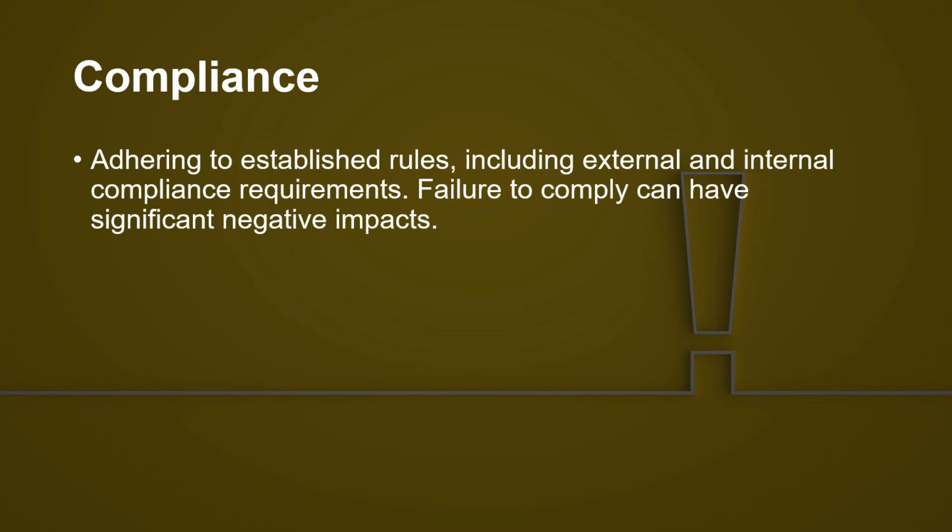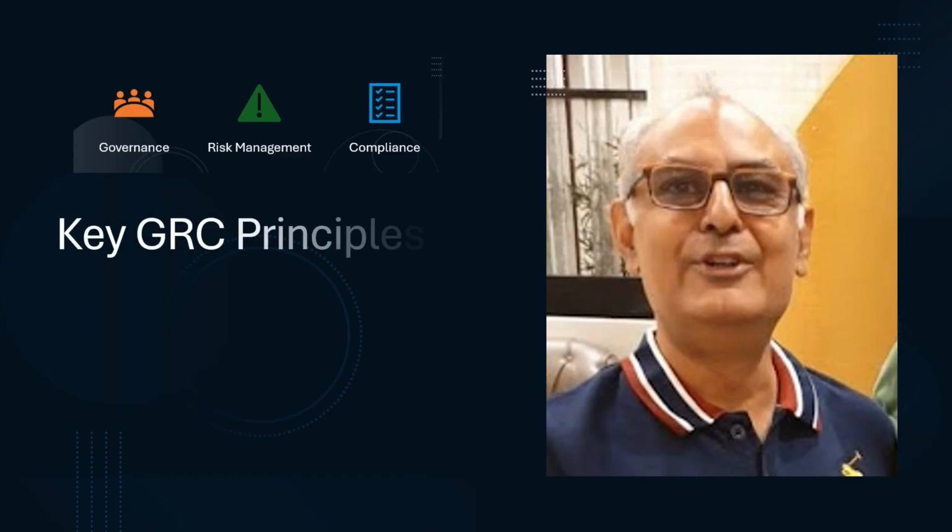Compliance involves adhering to established rules, which include both external and internal compliance requirements. Failure to comply with these rules can have significant negative impacts on the organization, including legal penalties, financial losses, and reputational damage. It is critical for organizations to ensure they meet all relevant compliance requirements to avoid these risks.